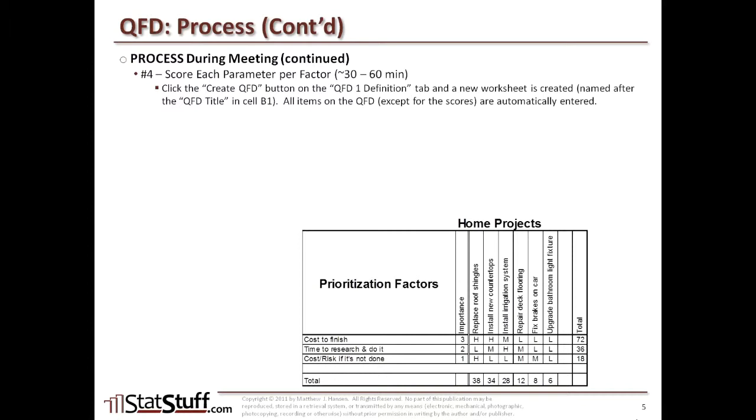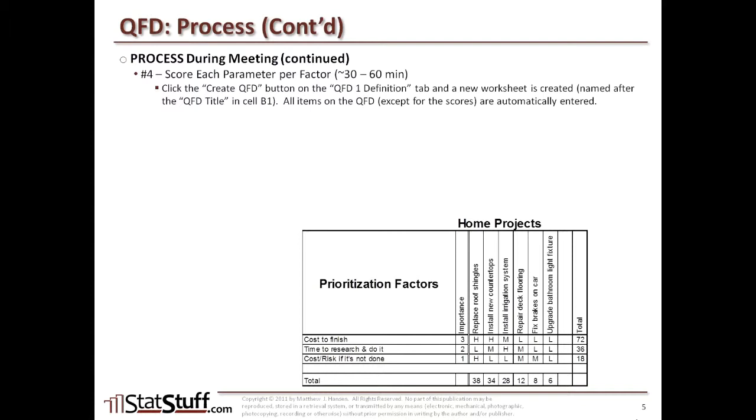It's going to look like this, except it's not going to have any of the H's and L's and M's populated, and it's not going to have the numbers on there. But it will have all the other items that you had filled in. So if you notice across the top, it's got home projects, so these are just examples, like if you're trying to build a QFD at home. These are examples of the different projects that you're going to work through. These were the list of parameter items that were identified in the first step as an input to this meeting.